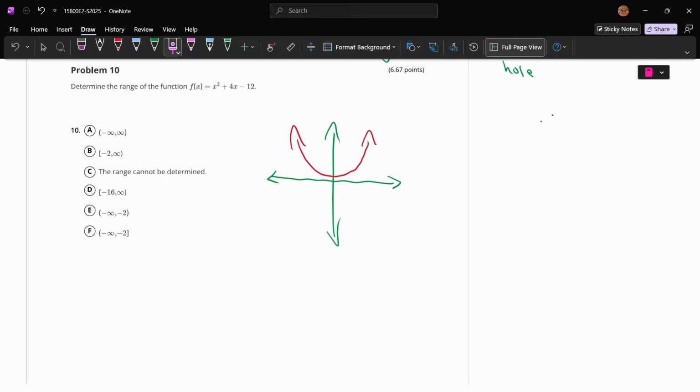You can also see it in the answer choices here, especially in answer choices B and D, where the upper boundary is infinity in both of them, but there is a lower boundary here. So all we have to do is find where this vertex is.